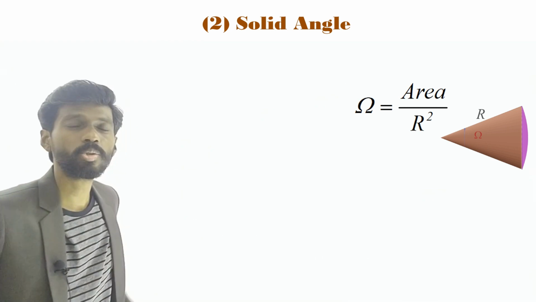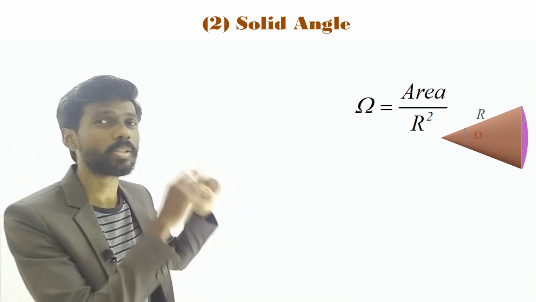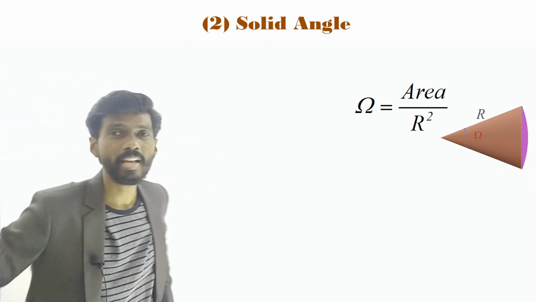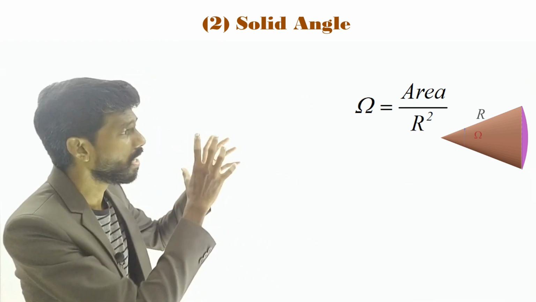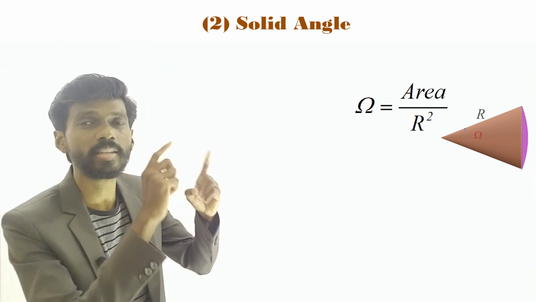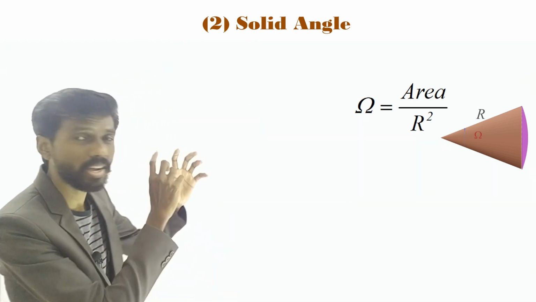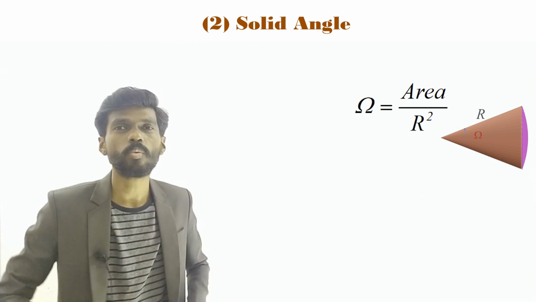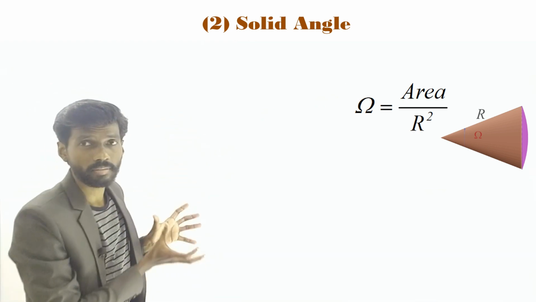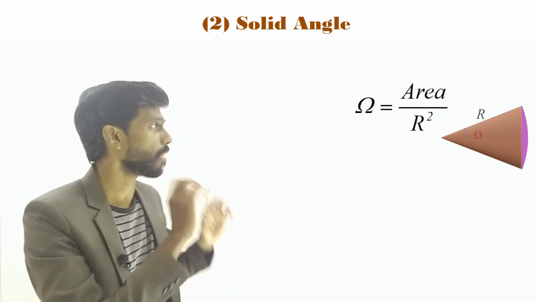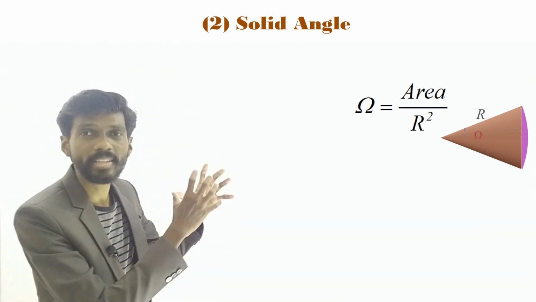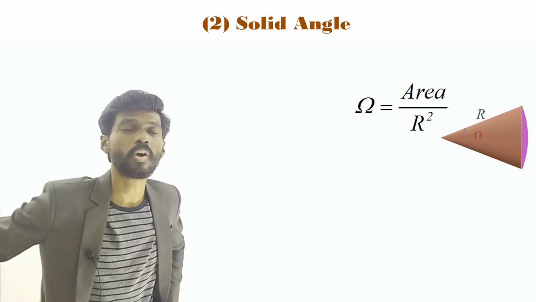The solid angle is usually denoted by the symbol omega, capital omega, not this small omega. It is defined as the area divided by the square of the radius, just like how we define the plane angle as the length divided by the radius. Here we have area divided by the square of the radius. Which area are we talking about? The area of the curved portion, which is a part of the sphere. That area divided by the square of the radius will give you the solid angle.